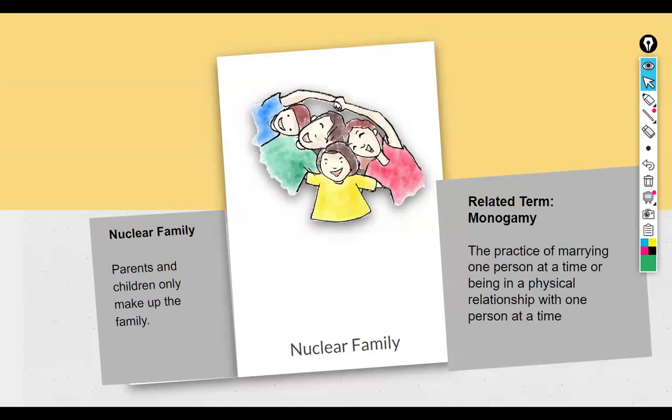Right, so a monogamous relationship is one in which the partners are seeing only each other. A person has one partner at a time.